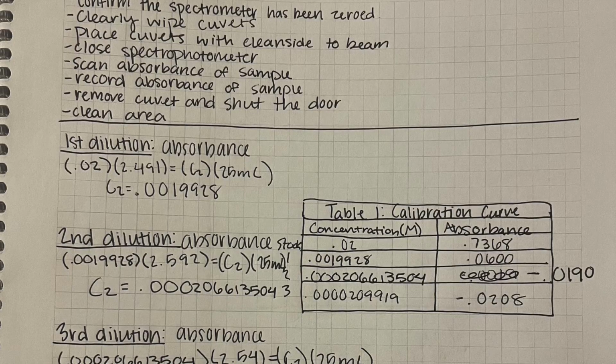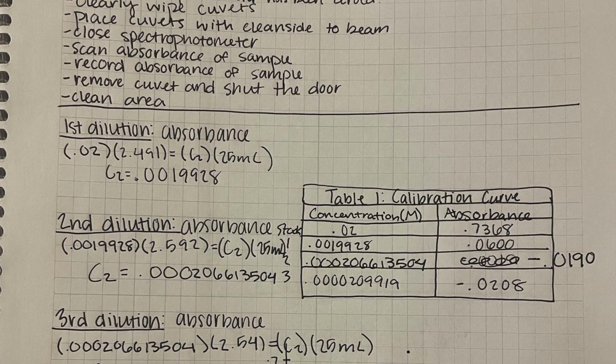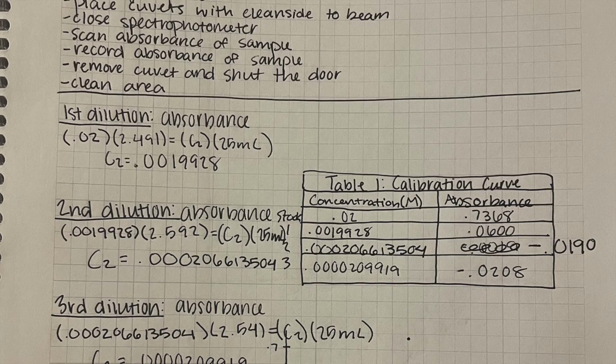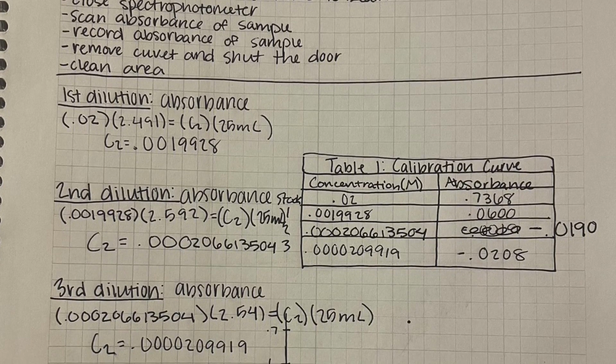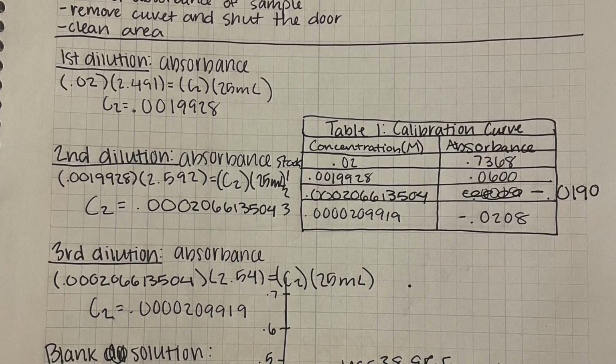This is our lab notebook with all of our data that we collected from the spectrophotometer. We used the C1V1 equals C2V2 equation to find the concentration of each solution. In this experiment, we scanned the wavelength at 560.